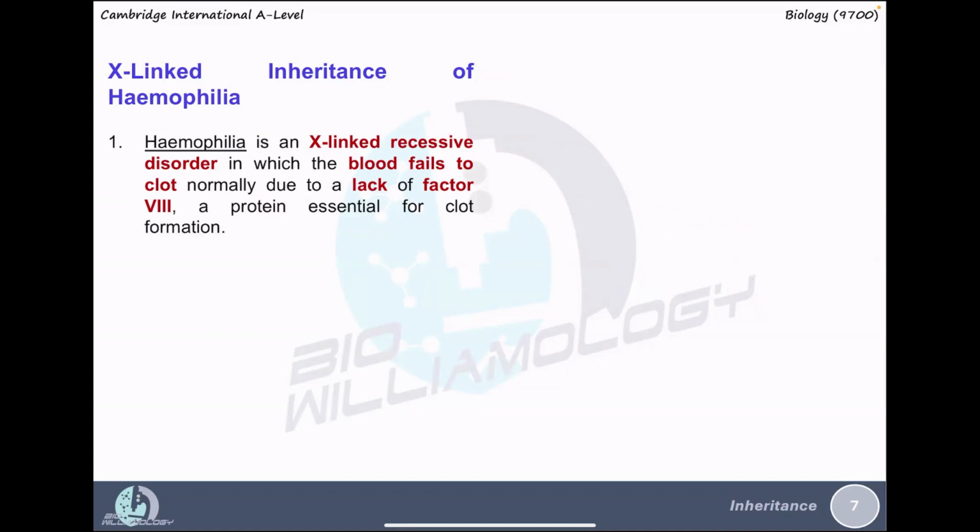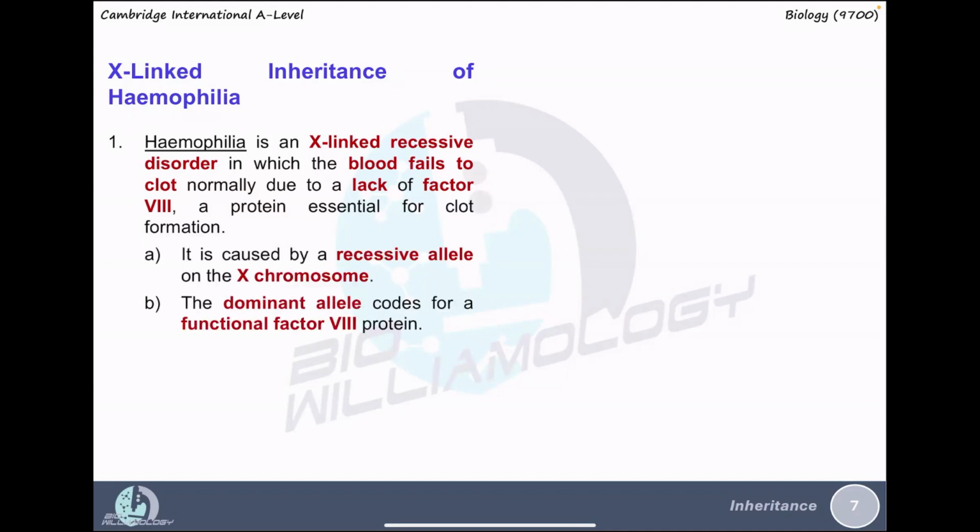the disease is caused by the recessive allele, where this allele is a mutant allele which cannot produce a functional factor VIII, or can't produce factor VIII at all. So it's caused by a recessive allele on the X chromosome, and the dominant allele codes for functional factor VIII protein, and the Y chromosome does not carry this gene. Therefore, the factor VIII gene is an X-linked gene.